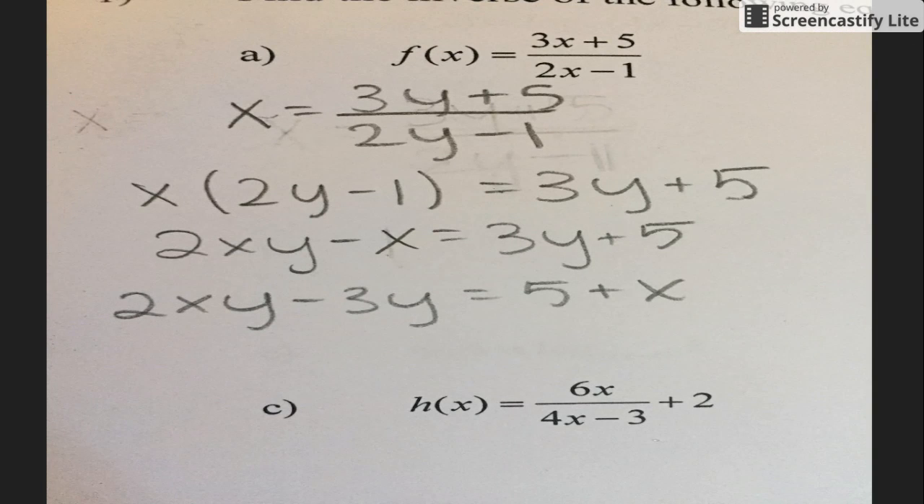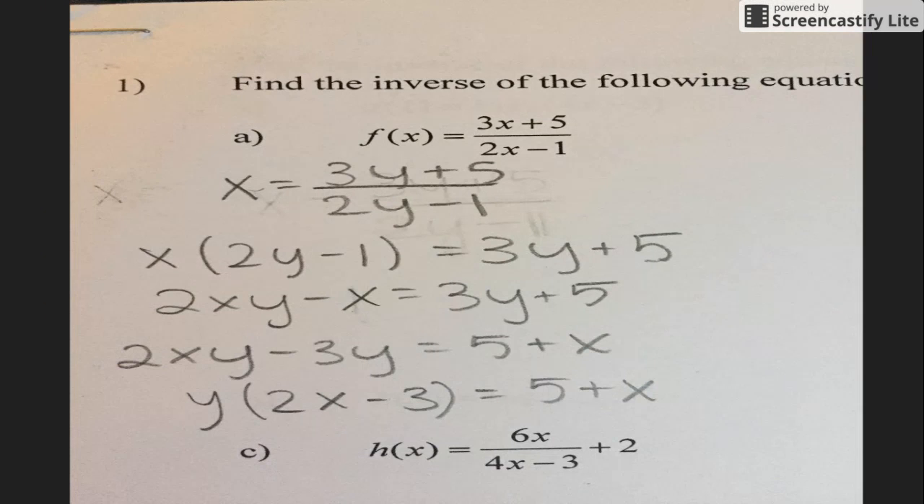And the next step, you can either move everything to the left or to the right, but you need to just move all the terms that have y's on them to one side, and then everything else, like all the terms with just x's or all the terms that are just numbers, to the other side. So in this case, I moved all the y's to the left. So I subtracted the 3y from both sides, and then I added the x to both sides. You could do it the other way where you subtract 2xy from both sides and then subtract 5 from both sides. So it's either way. Your answers will end up being a little bit different, but they'll both be correct.